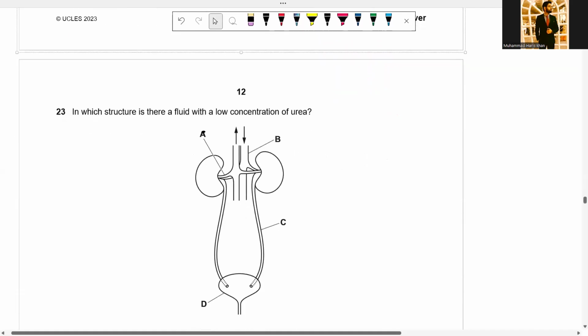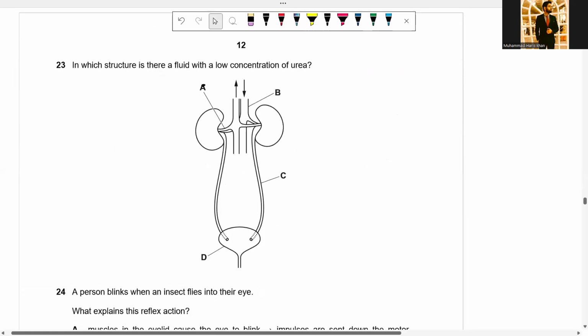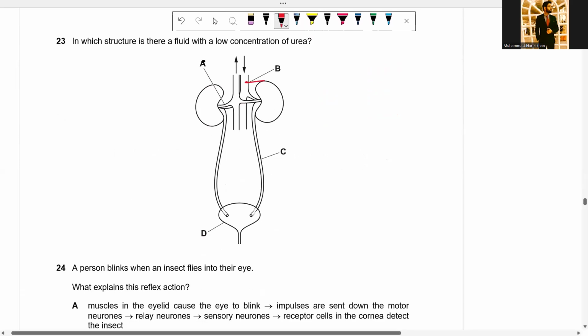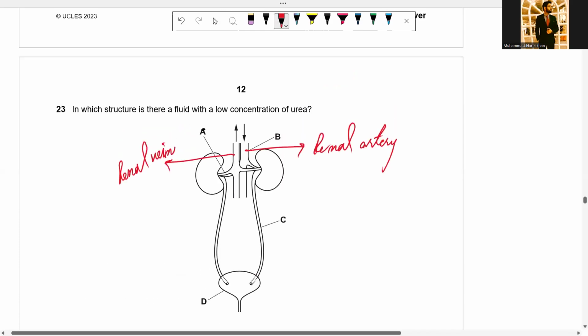Question number 23. In which structure is there a fluid with a low concentration of urea? This is the renal artery, and this is the renal vein. One thing that you must keep in mind: urea is synthesized in the liver, and here the kidney converts urea to urine.